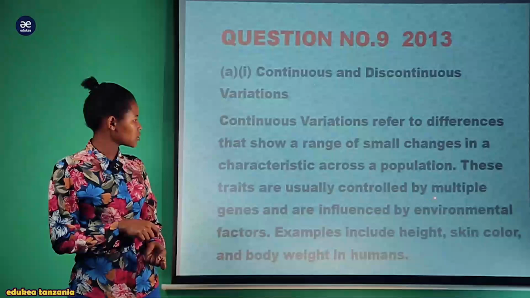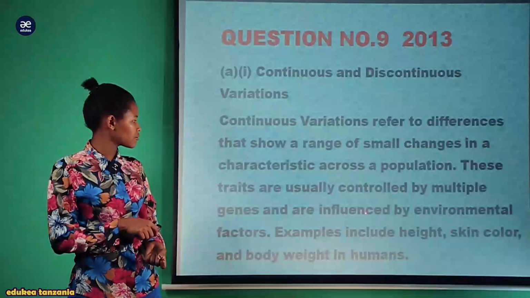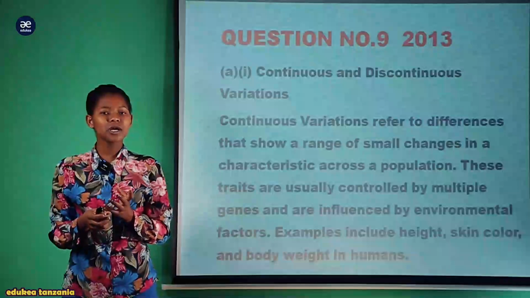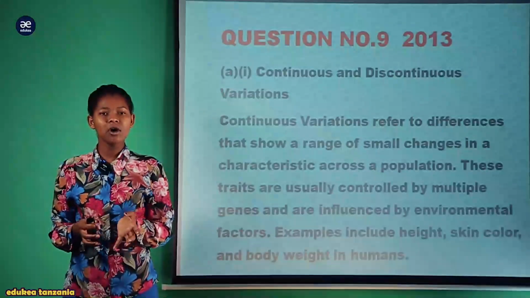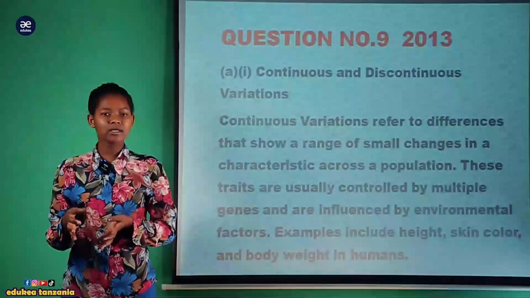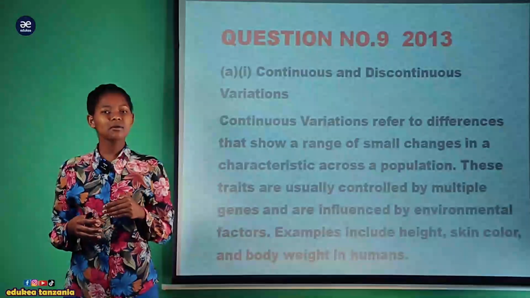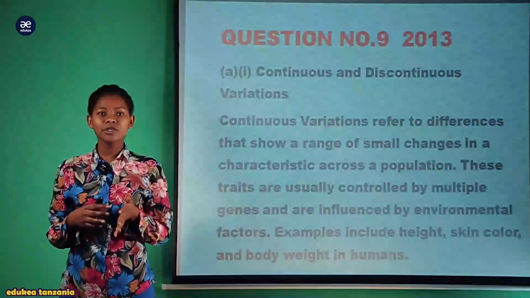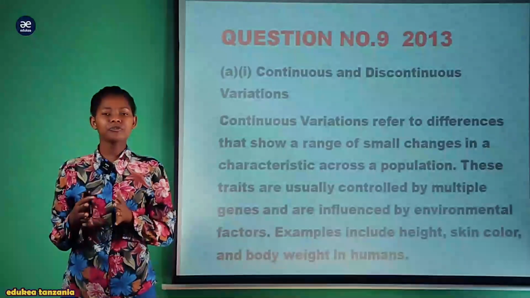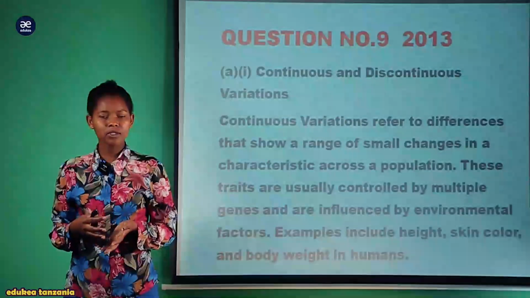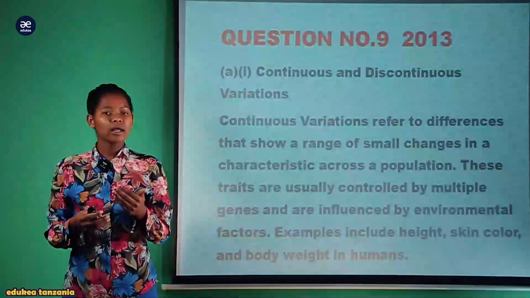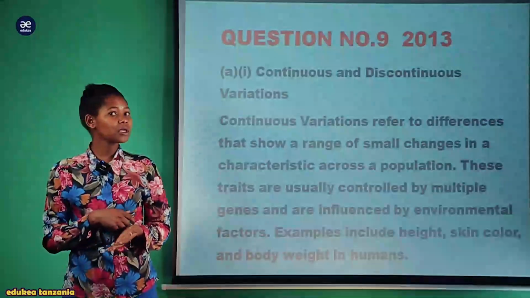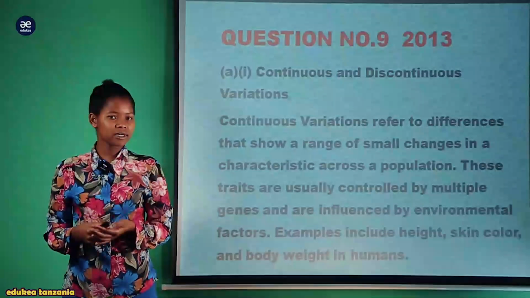These traits are usually controlled by multiple genes and are influenced by environmental factors. Hizi continuous variation zinaonyesha mabadiliko madogo sana katika organismu mmoja na mwingine, lakini zinakuwa controlled by multiple genes. Tunaposema multiple gene, kunakuwa kuna gene mbili. For instance, gene ya urefu na ufupi. Na pia kuna utofauti small change kati ya mtu mrefu na mtu mfupi. Hii ndo kuhusiana na continuous variation.